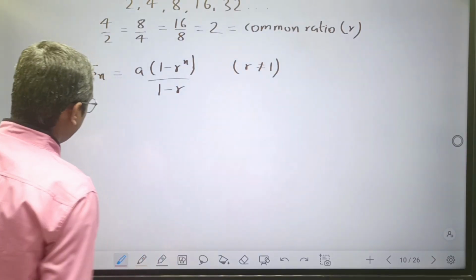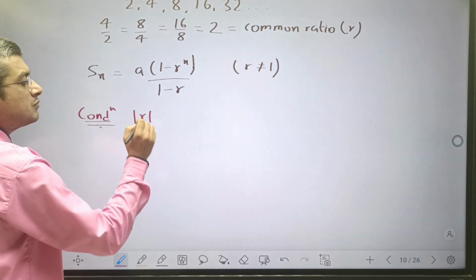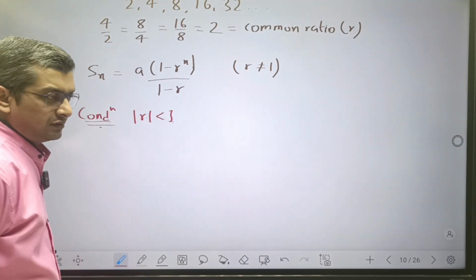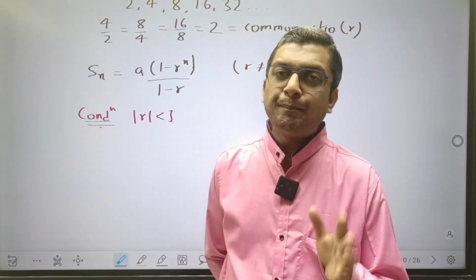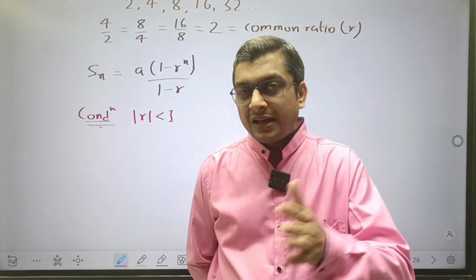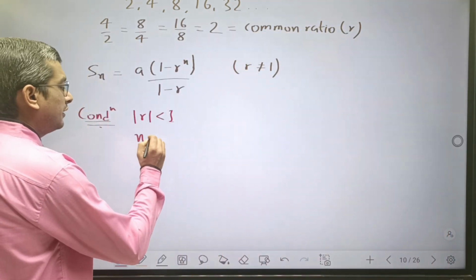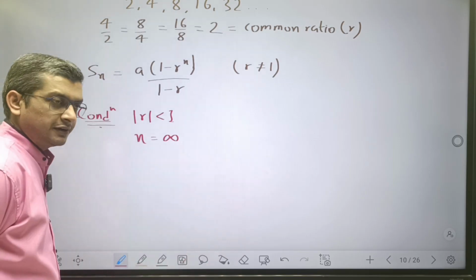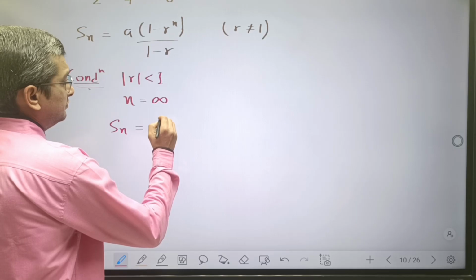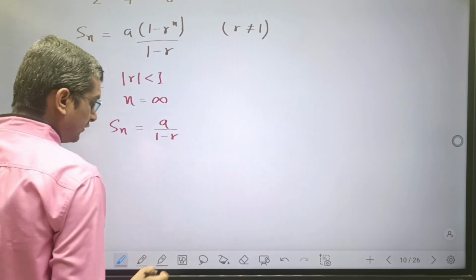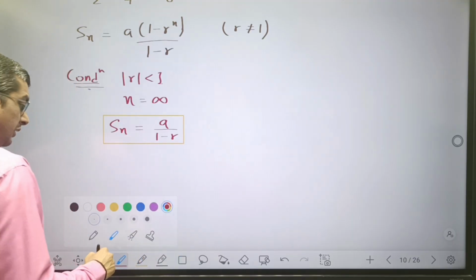And what is that special case? The condition for the special case is that the magnitude of r must be less than 1, that is, the value of r is between -1 and +1. The second condition is that the number of terms is infinite. So this formula reduces to S = a/(1 - r). This is a very important relation.